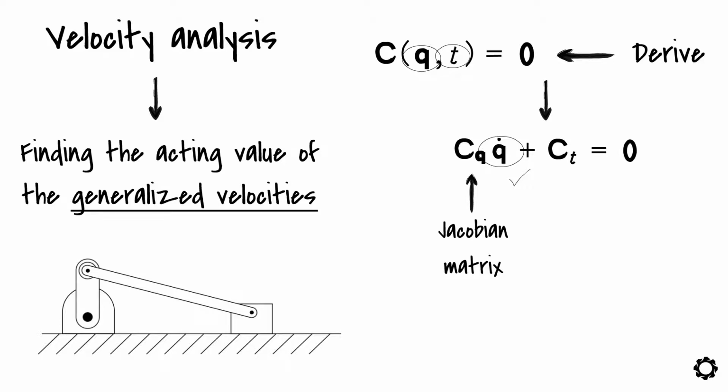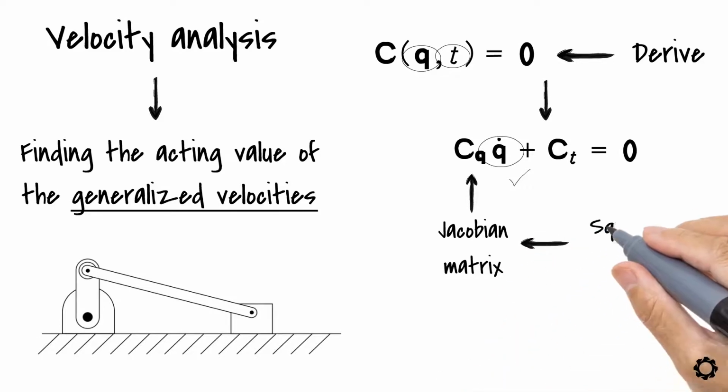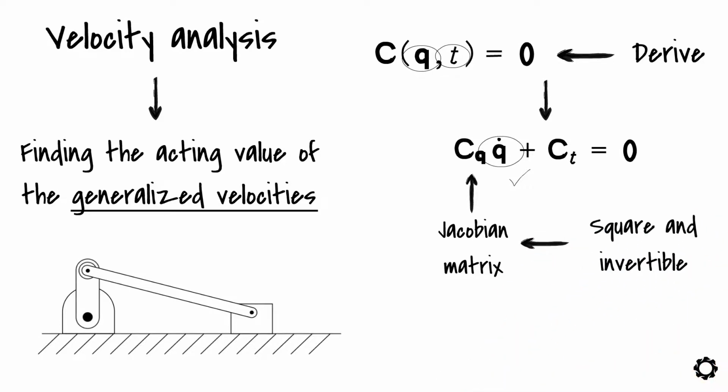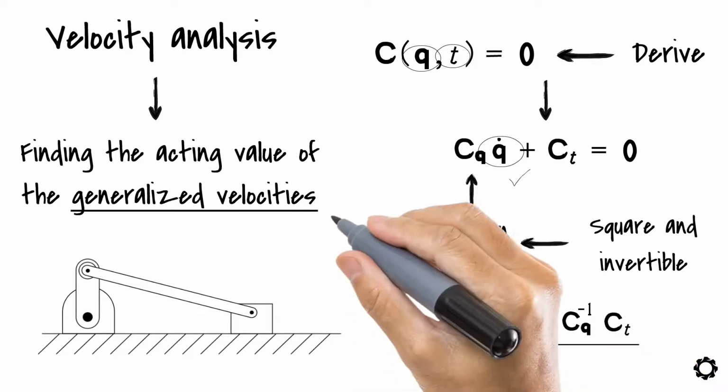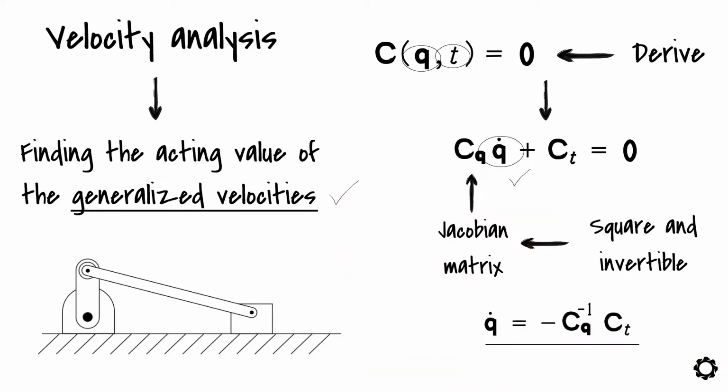Now, maintaining the assumption that our Jacobian matrix is square and invertible, we can find the generalized velocities. Q dot equals minus CQ inverse times CT. And that is it. This will give us the vector of generalized velocities, which corresponds to the current mechanism configuration.